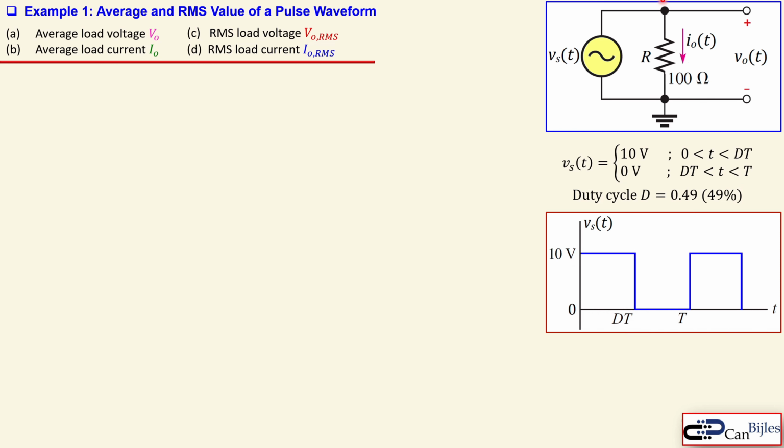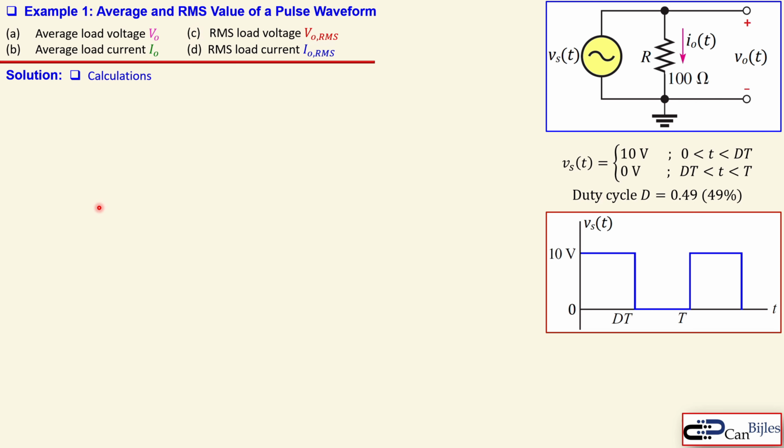The load here is a pure resistor, and that has a value of 100 ohms. We measure the voltage across the resistor like so, and the current flowing here is also given. Now what we would like to know is the average and the RMS value of this pulse waveform in this load. So let's discuss these four unknowns here.